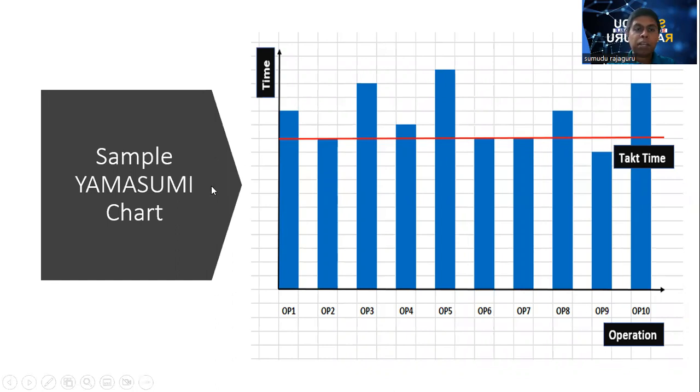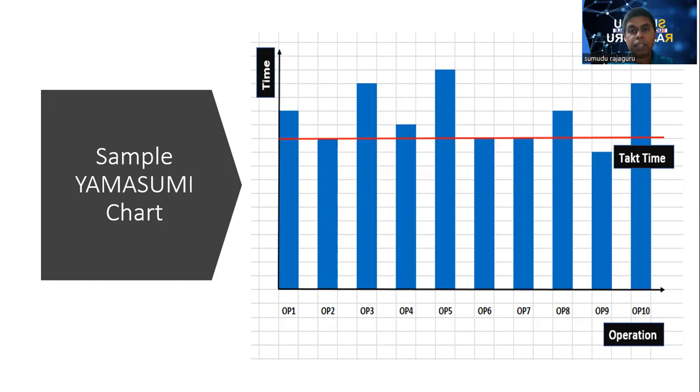So what is meant by Yamasumi? What is meant by line balancing? You can see this is the flow rate required, the standard time given to each and every operation. But reality is different. This bar shows the reality. Some people take more time compared with the takt time or pitch time. Some people take less time compared with the takt time or pitch time.